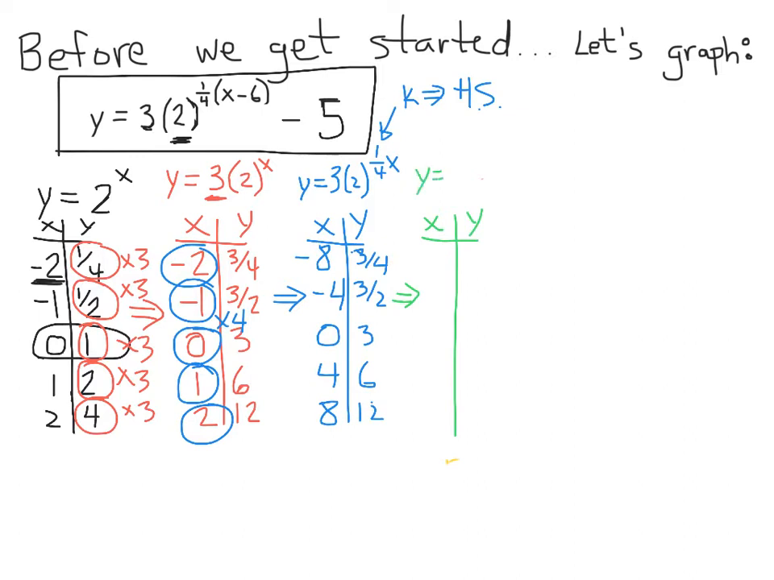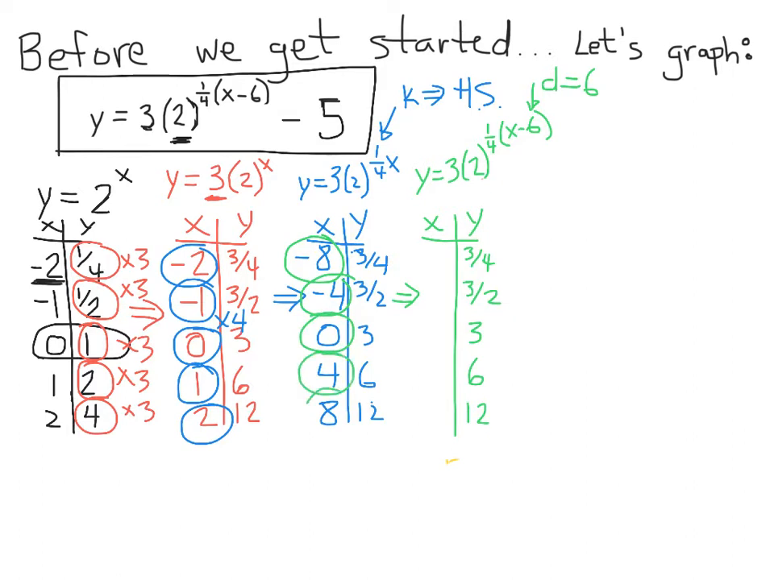So I took care of the 3. I have taken care of the quarter. And now I'm going to take care of the next thing I see, which is x minus 6. So my d value happens to be 6. That's a shift to the right by 6. So if I was to shift all of those previous points right by 6, my y values, which are my heights, do not change. My horizontal values, I'm going to have to shift to the right by 6.